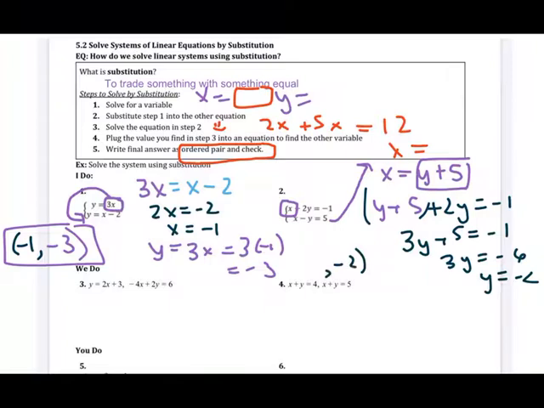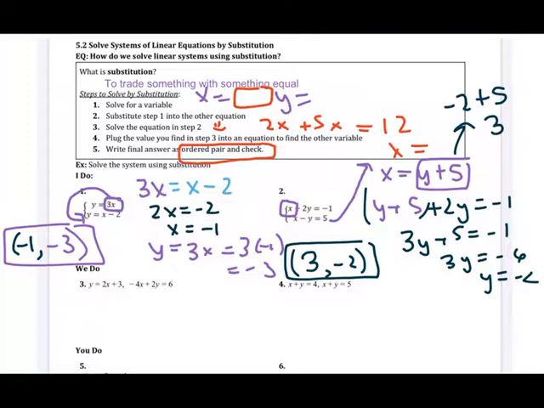So again, I found half of my answer so far, but I still need to find the x part of my answer. So I'm going to go back up to this box. x is equal to y, which we just found out is negative 2, plus 5. Negative 2 plus 5 is 3. So my x value here is going to be 3.